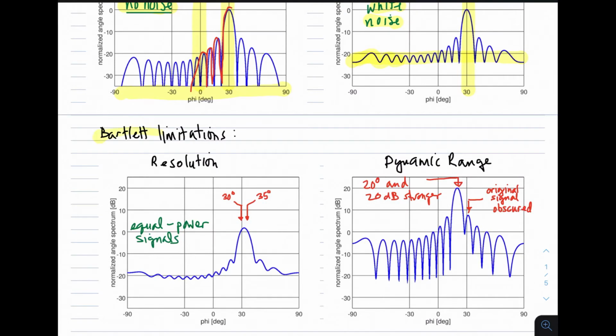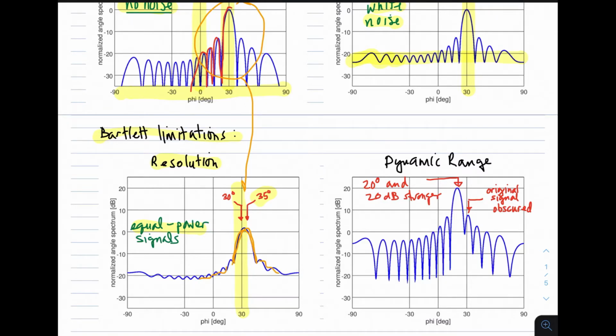Now the limitations of Bartlett processing, at least two of them are indicated here. One is resolution. So now we still have the original signal incident from 30 degrees, but we have an additional equal power signal, 5 degrees away, incident from 35 degrees. And we see that the effect of this is pretty severe. Whereas before, when we only had the one signal at 30 degrees, now we have a widened lobe in the angle spectrum, and the side lobes are washed out as well.